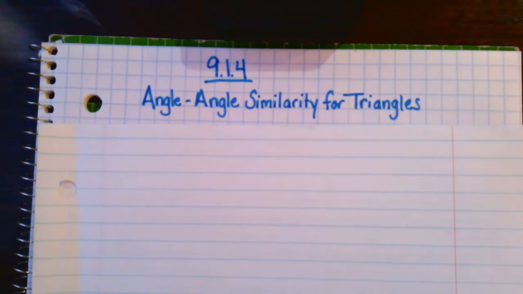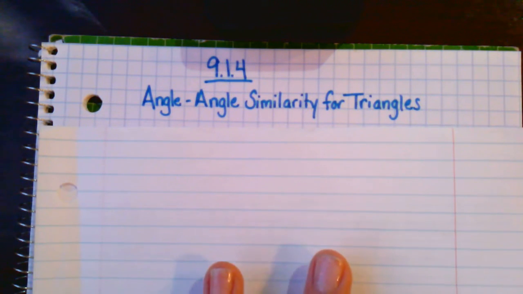Hi you guys. Today we're going to be going over lesson 914, which is covering angle-angle similarity for triangles. It's a way to prove that two triangles are similar given certain information about the triangles.